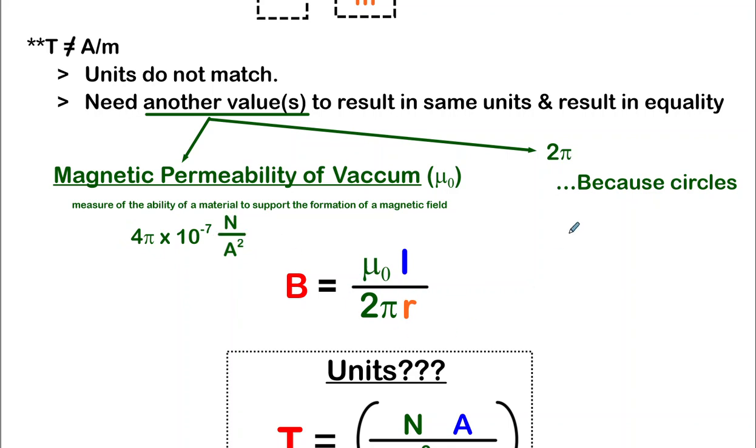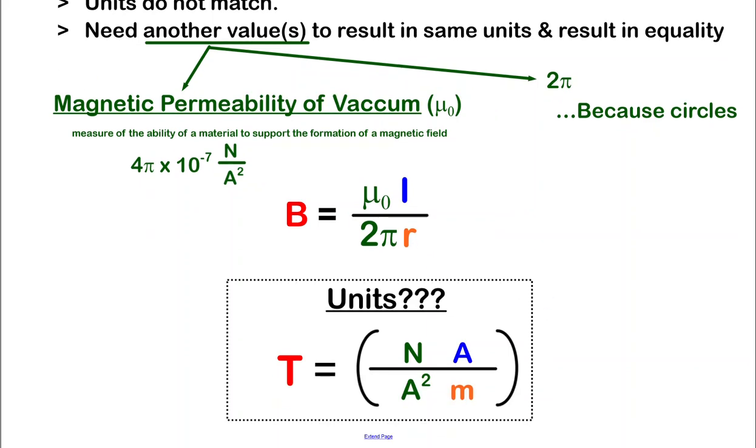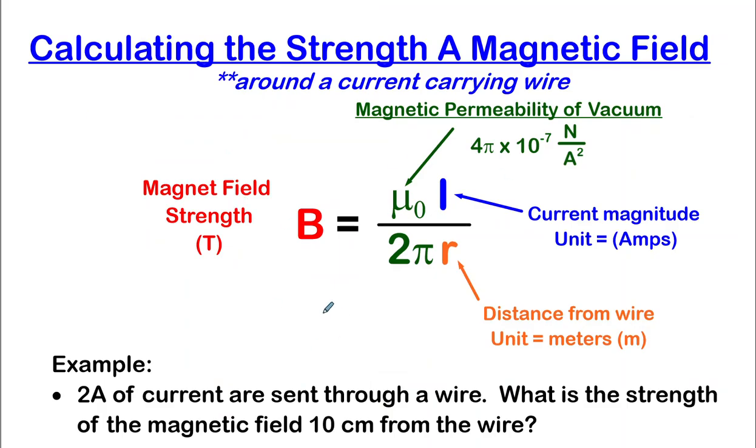And then we need 2 pi. Again, the math is probably a course or two higher than this Physics 1 course, but understand that 2 pi is also here. So the magnetic field is equal to the magnetic permeability of a vacuum, which is this constant, which is on your equation sheet, divided by 2 pi times the distance from the wire. Okay. So this is pretty much what it works out to be.